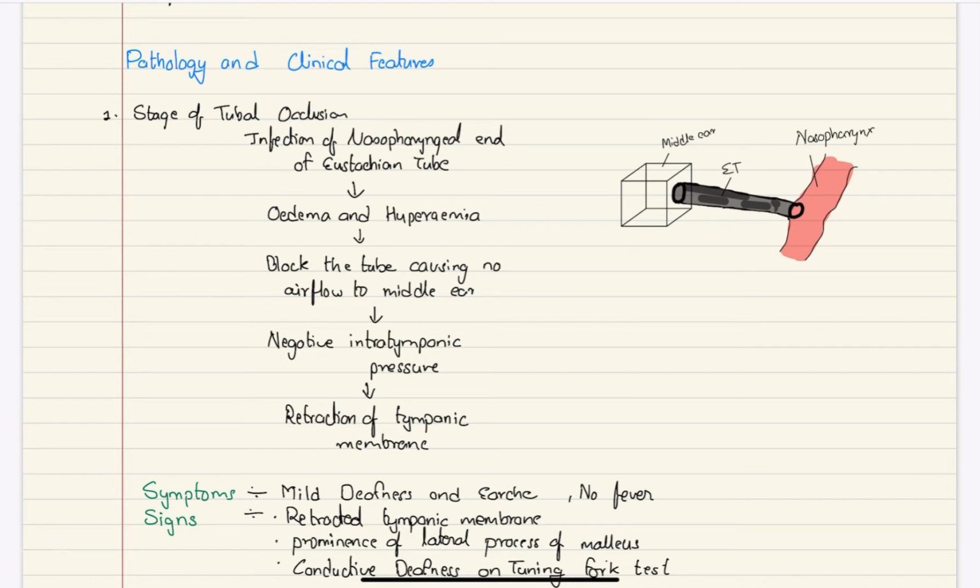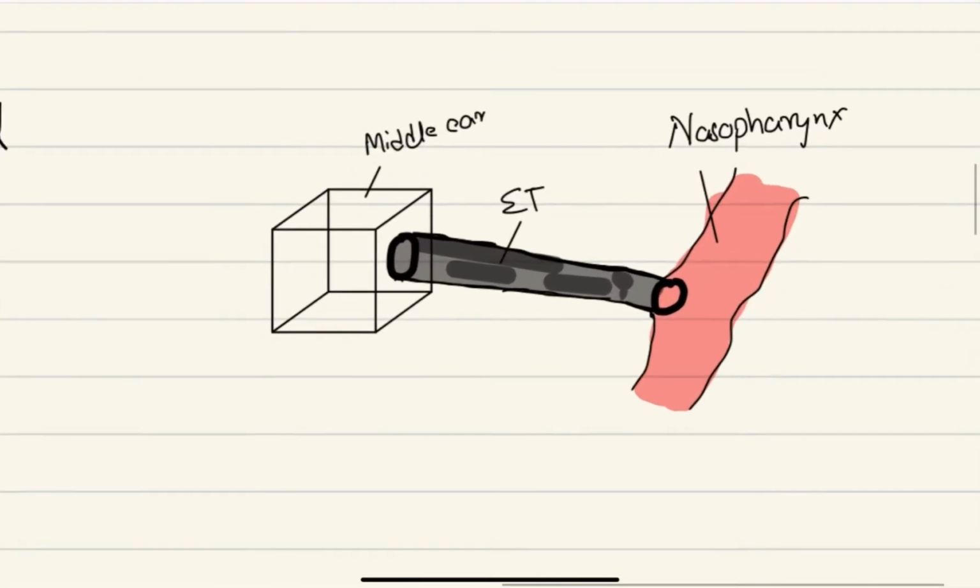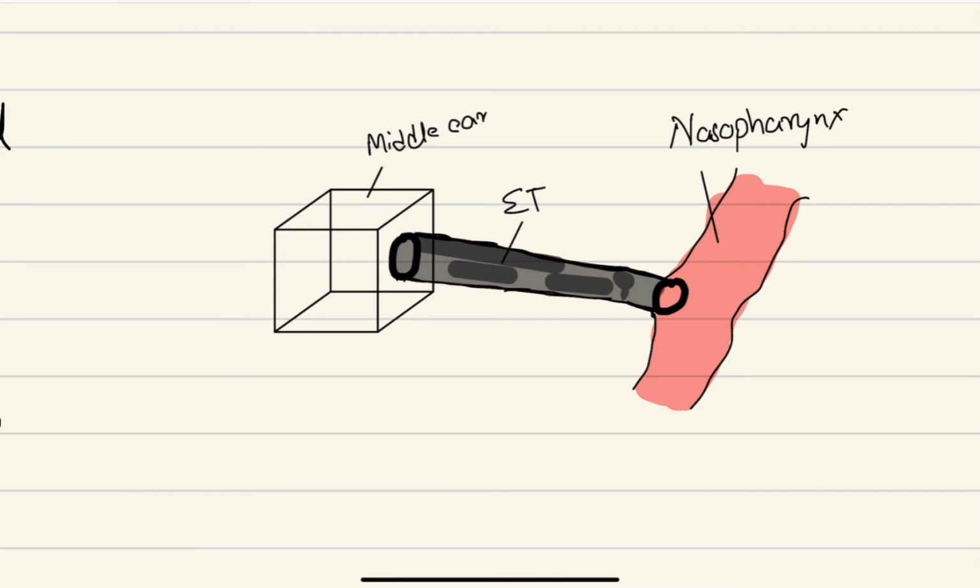Now coming to pathology and clinical features, where we'll see how the disease advances. The first stage is the stage of tubal occlusion. In this picture, the eustachian tube connects the nasopharynx with the middle ear. First, when there is infection in the nasopharyngeal area, the infection can also spread to the nasopharyngeal part of the eustachian tube. When this happens, there will be edema and hyperemia of the nasopharyngeal end of the tube. This will block the lumen of the eustachian tube.